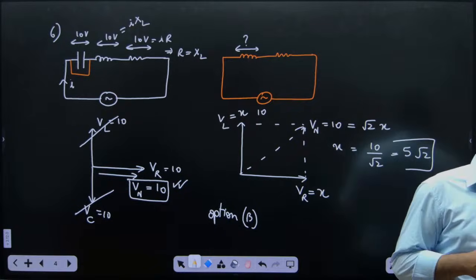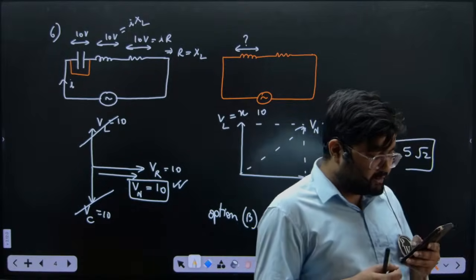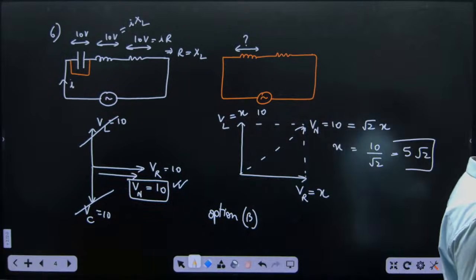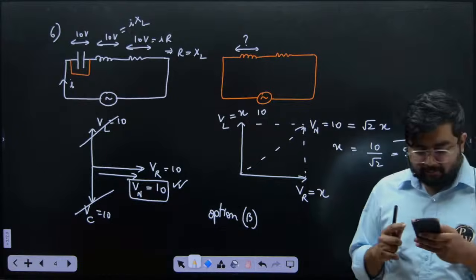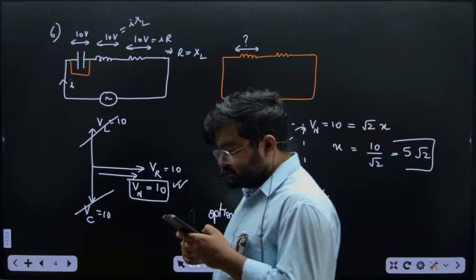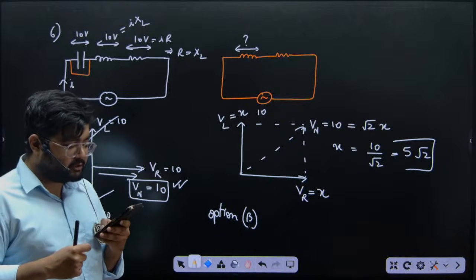Okay, the next question is theoretical. Electromagnetic waves used in diagnostic tools in medicine have a wavelength range. So here I think the answer should be 1 nanometer to 10 to the power minus 3 nanometers. Okay, this is what I feel the answer should be.